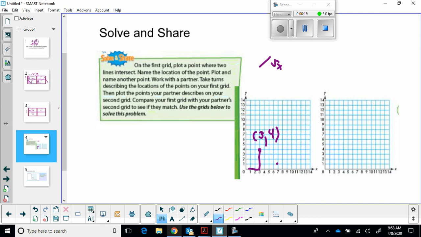And then it tells us to plot another point. So I'm going to plot another point there, and I'm going to name it, and that's going to be 7, 1, because you always do the X first. So your X coordinate is listed first, and then your Y coordinate comes second. I'm only going to do one grid since there's just one of me, so feel free to do that. And you may just be listening unless you're going to draw a plot point out.